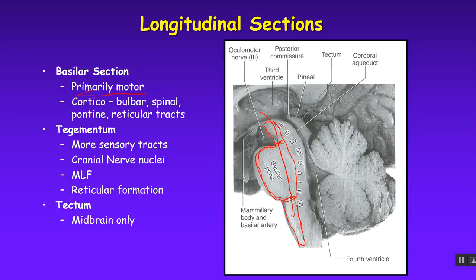Then we have the tegmentum, which is this region here, the next longitudinal section, a little more posterior. This is where more of your sensory tracts are running. Sensory tracts run up the back part of this tegmentum. A lot of your cranial nerve nuclei are located within this tegmentum. This is where the medial longitudinal fasciculus runs, the one that connects the oculomotor nerves to the vestibulocochlear nerve, to the abducens and trochlear nerves. This is also where we have the reticular formation, which we'll get into in a few minutes. So the reticular formation is all in that tegmentum.